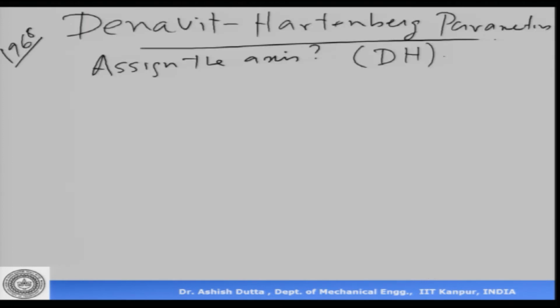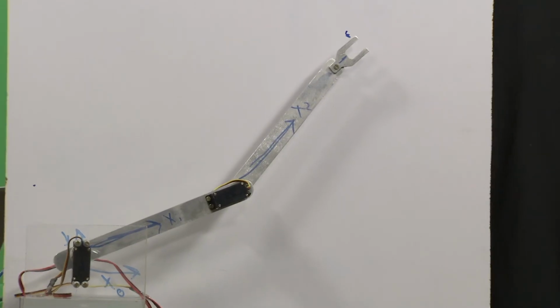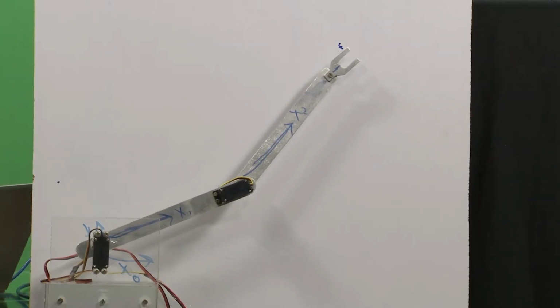Now, how do we assign frames? Let us look at this again. So, we come back to our 2-axis link here. This has 2 degrees of freedom. What are the 2 degrees of freedom? The first degree of freedom is... so let us reset it to 0 0 again to better understand what the degrees of freedom are.